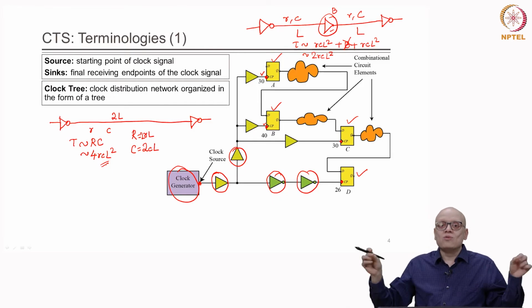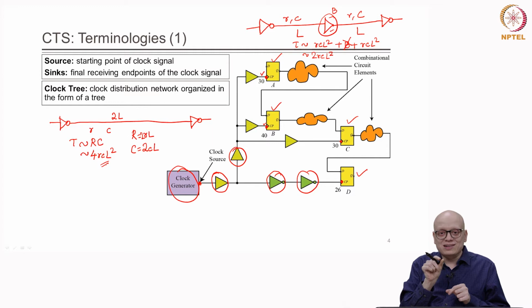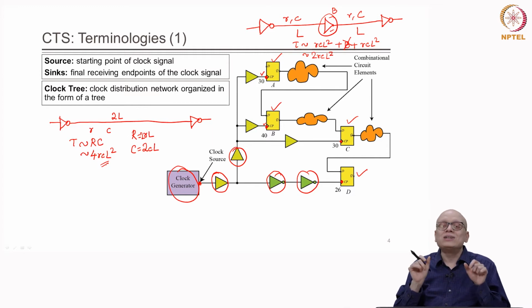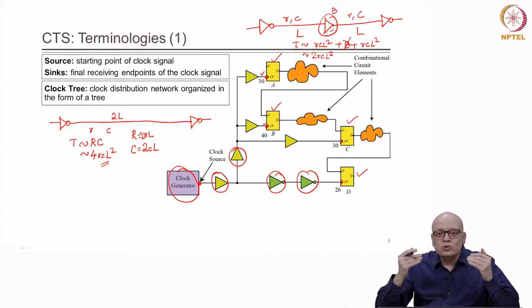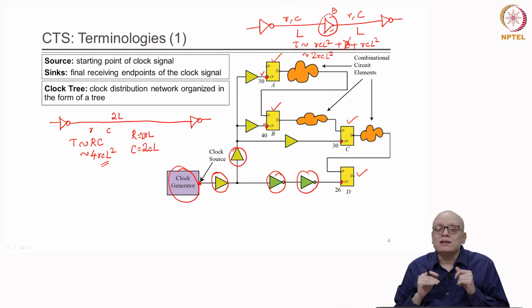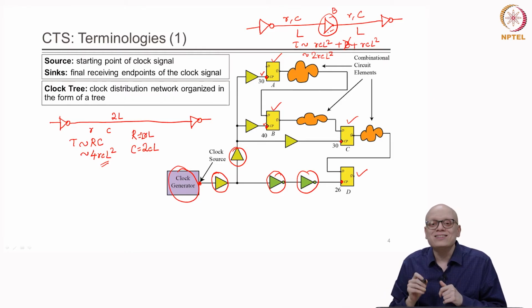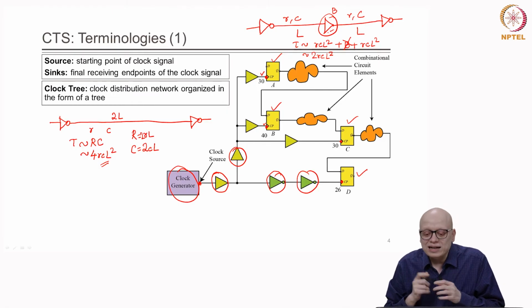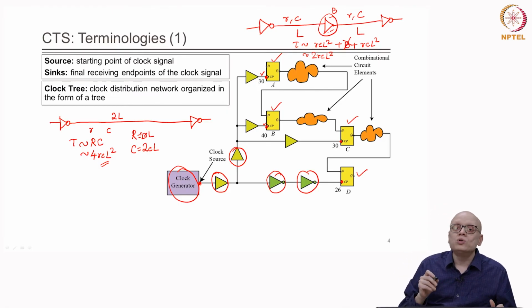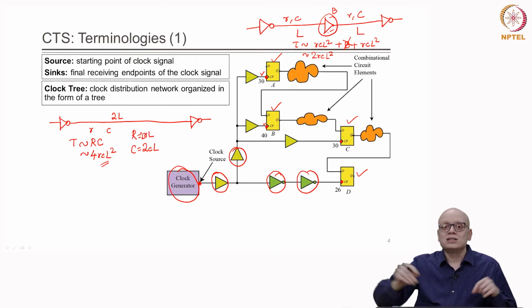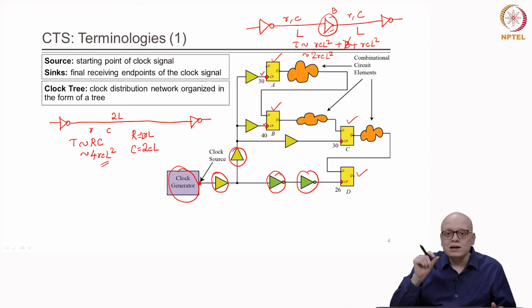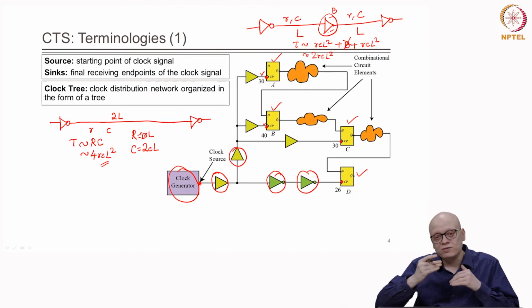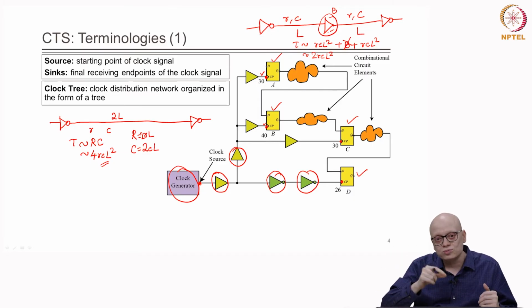So, if there is a long wire and if we insert a buffer in the middle, then the total interconnect delay is expected to reduce, given that the delay of the buffer itself is small. So, that is the first reason why we want to insert buffers in the clock network, because there are long wires and to reduce the delay we divide the long wires into smaller wires and have buffers in between.